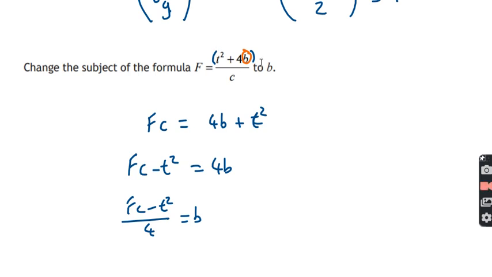We have to know that this bit is in a bracket, so we do the c first, and then we have to remember that it's t squared plus 4b, or the same thing, 4b plus t squared. So then we're getting rid of the t squared and then the 4. I think of it like a present: you're working your way towards taking off all the different layers, and as you get closer and closer to b, that's the end of the question. So you wouldn't be tackling the 4, then the t squared. The 4 would be the last thing you'd be looking at.